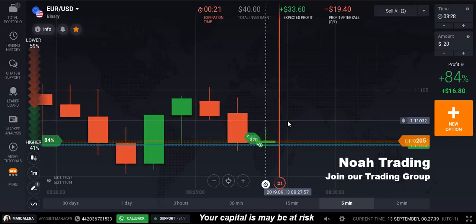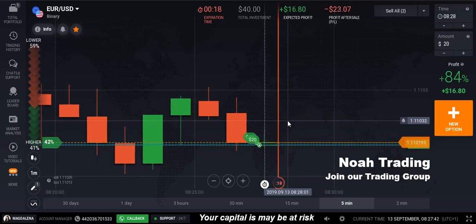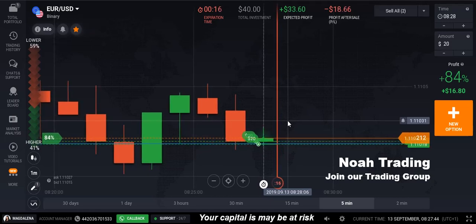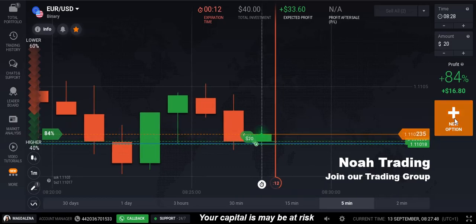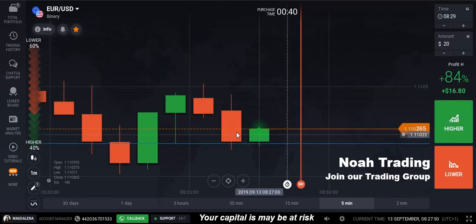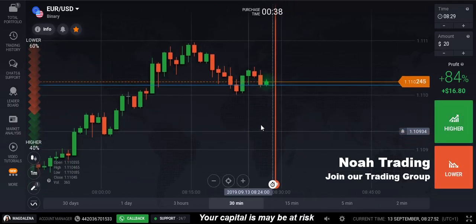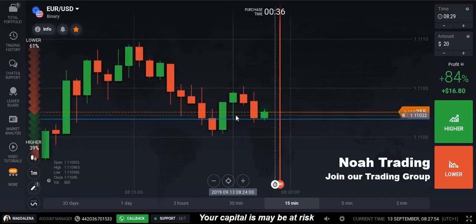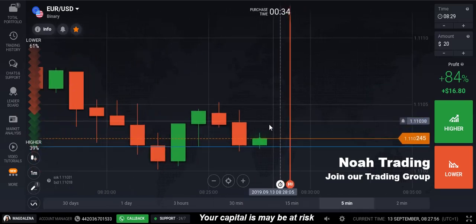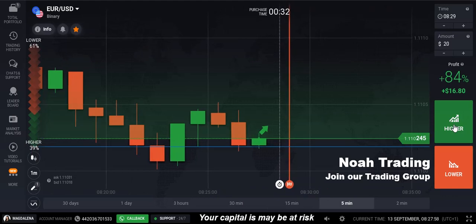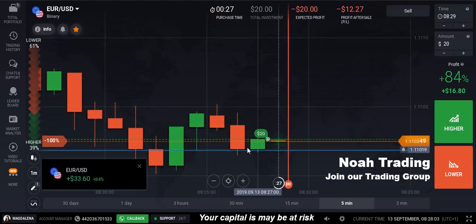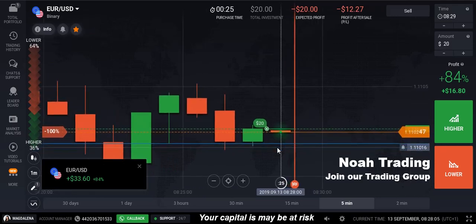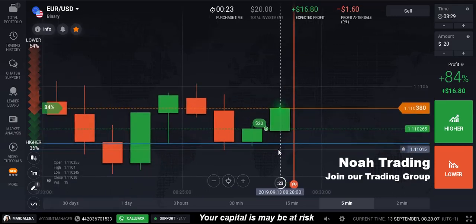So we have the second win running. So if this candle finishes green, I'll go for a higher again as it's a reversal. Let's say it's a support line. So it's a reversal. So let's go higher. Okay, we have two wins. 1, 2, and this is the third one, I guess. So let's see what happens.